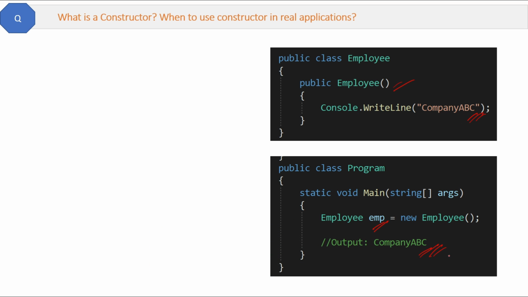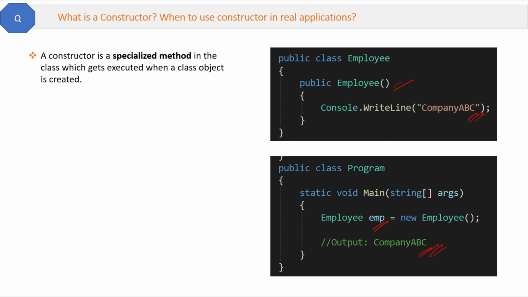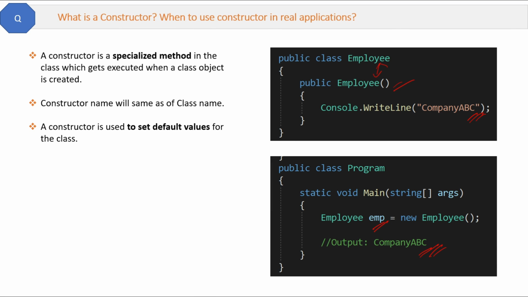So the definition is a constructor is a specialized method in the class which gets executed when a class object is created. Second point is constructor name will be the same as the class name only. The name must be the same because if you put a different name, then the compiler will consider it some other normal method, not the constructor. And the third point is a constructor is used to set the default values for the class. These are some simple points about the constructor which you have to remember.